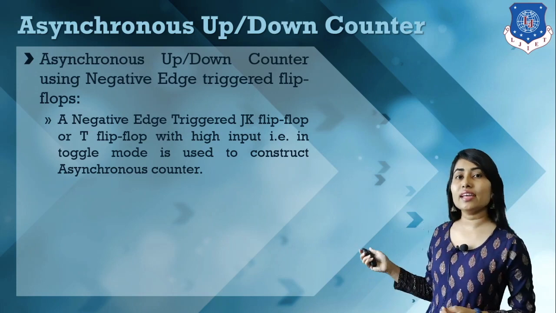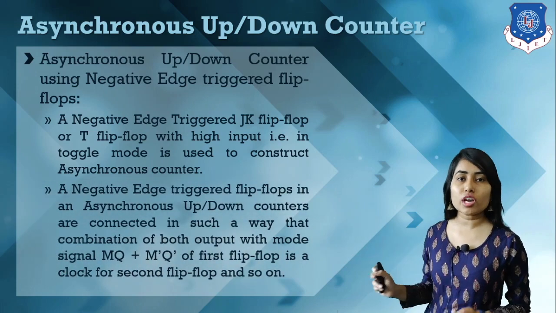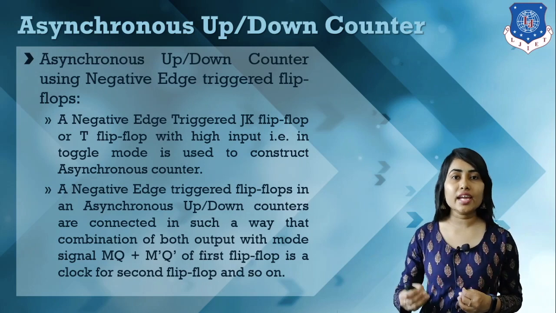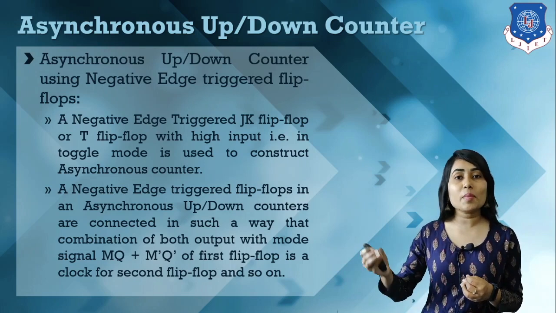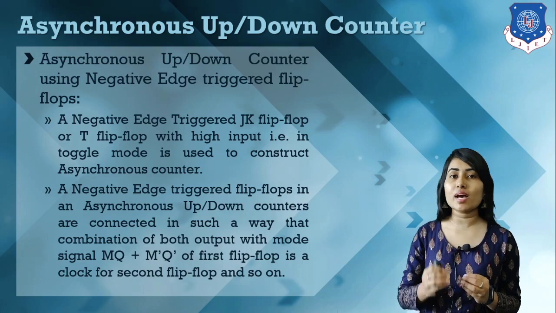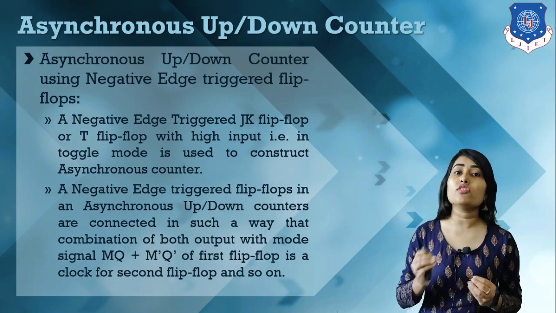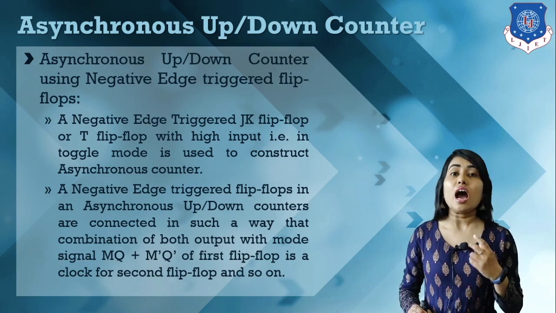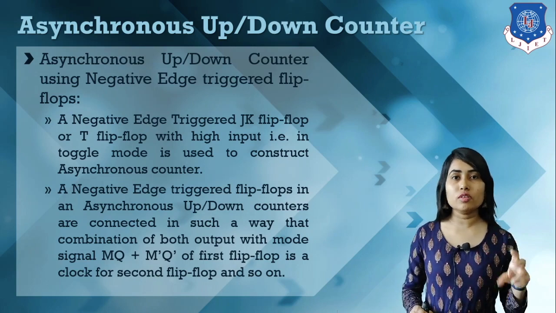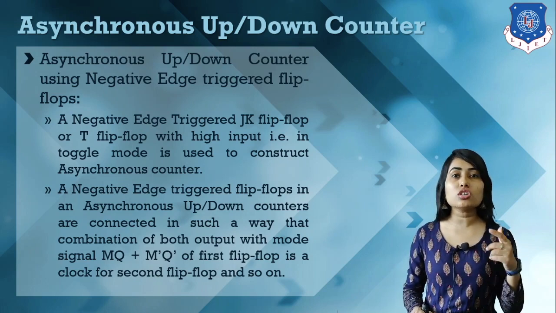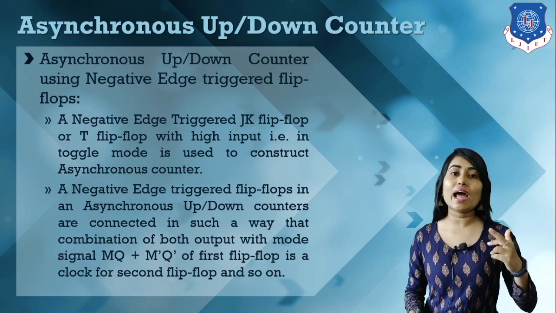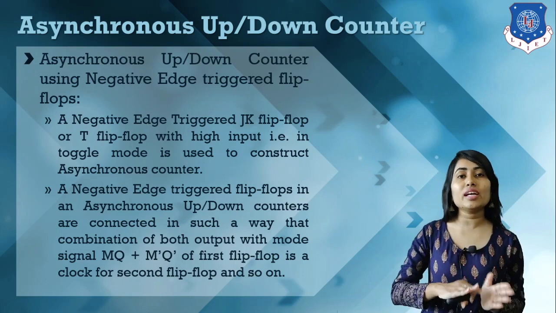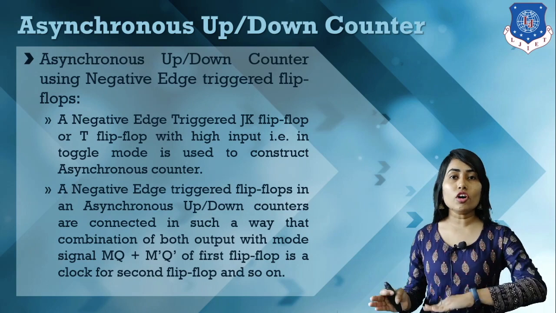Now here in the asynchronous up and down counter we can connect the flip-flops in such a manner that the first flip-flop has an external clock signal. Then the output of the first flip-flop, that means a combination of the outputs Q and Q dash, will be connected to the clock of the second flip-flop.